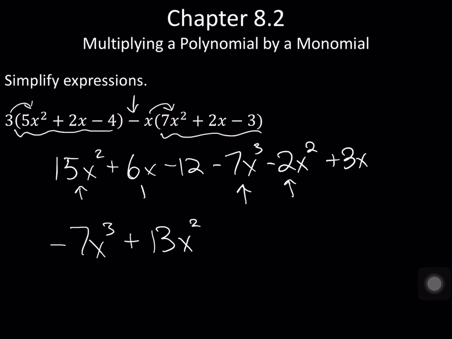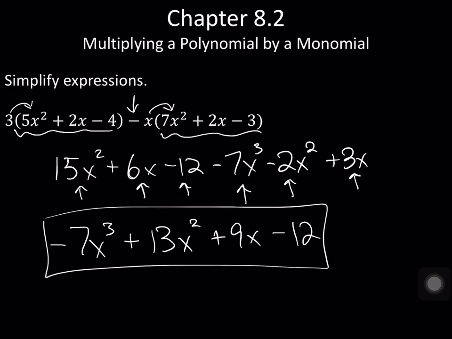I see a couple of x's here, 6x and 3x combined would give me a 9x. And then let's not forget the 12 minus 12. And that would be your final answer. Okay. Again, we distributed and then we collected terms. The things that matched, exponent, variable, we put together, we combined them.